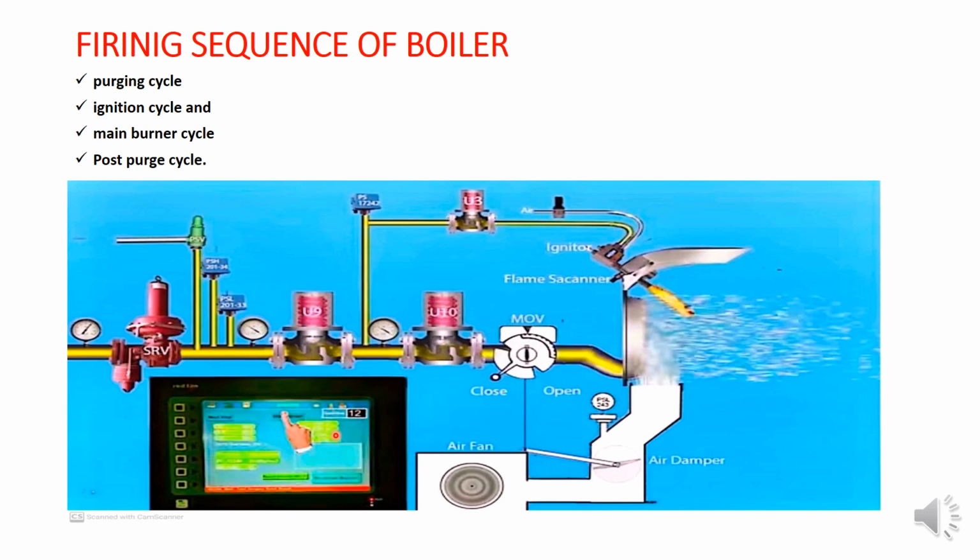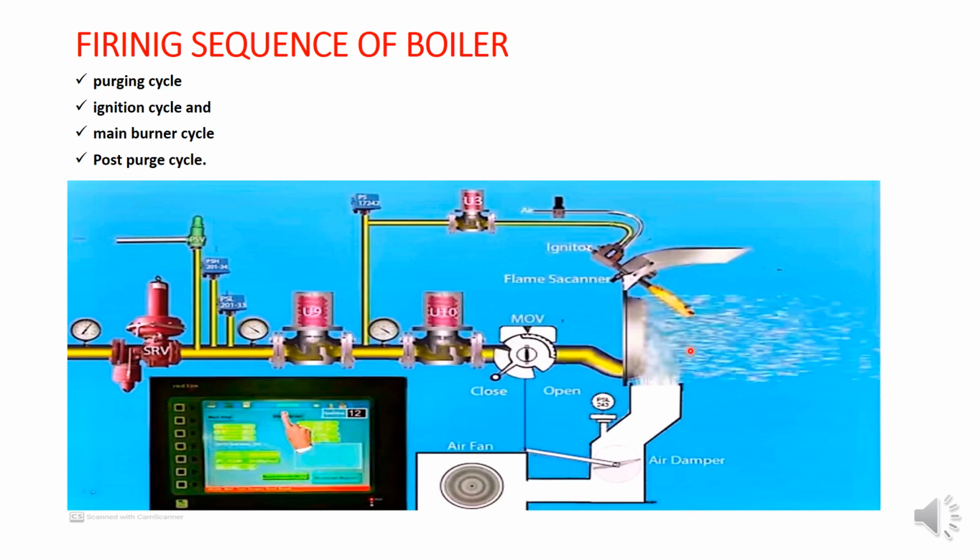So here we discuss the firing sequence of boiler. What is the first sequence? That is the purging cycle, that is called pre-purging of the boiler. How this pre-purging cycle happens, you see here: the FD fan, forced draft fan, is initially started. So a large amount of air will transfer through this air damper. Initially during pre-purging time, this air damper is fully open.